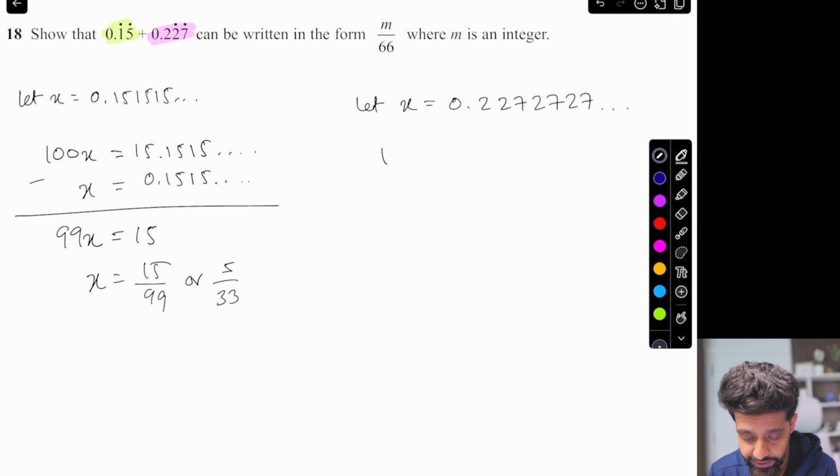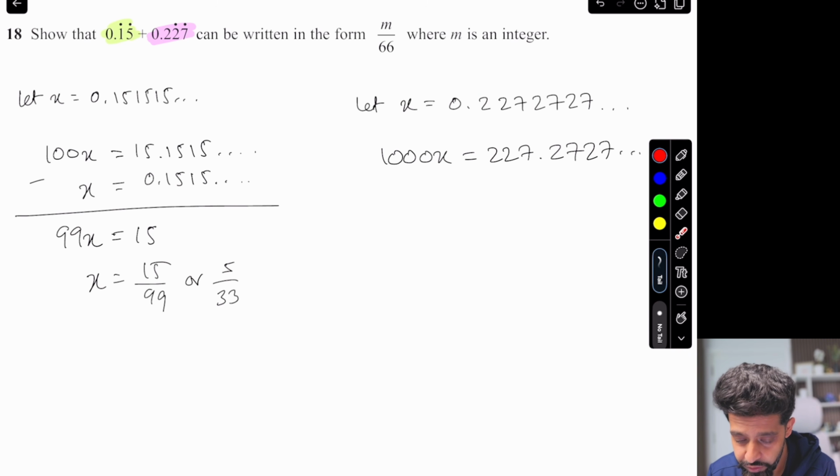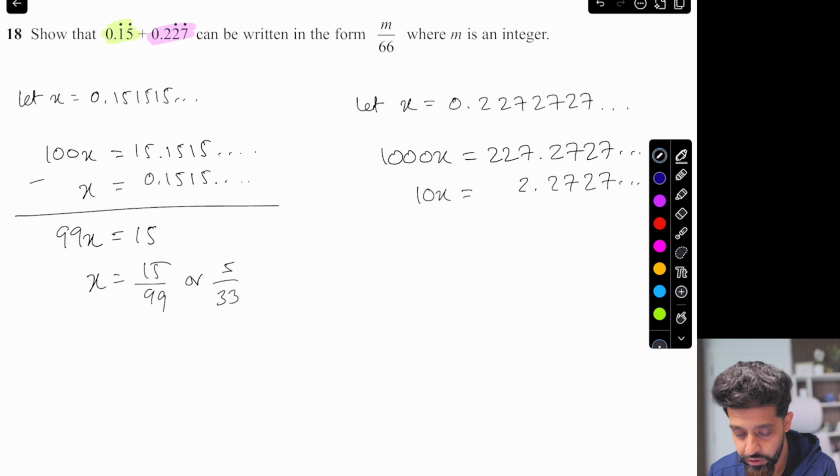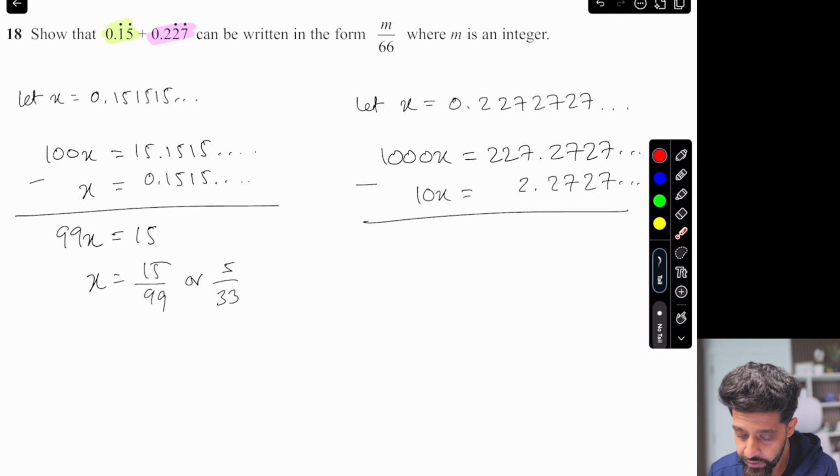That's 1000x. So we have 1000x is equal to 227.2727 dot dot dot. And then we are going to take another version where we just take this one over, and then this will just come to the decimal point, so it's times by 10, or it's 10x. So you get 2.2727 dot dot dot.